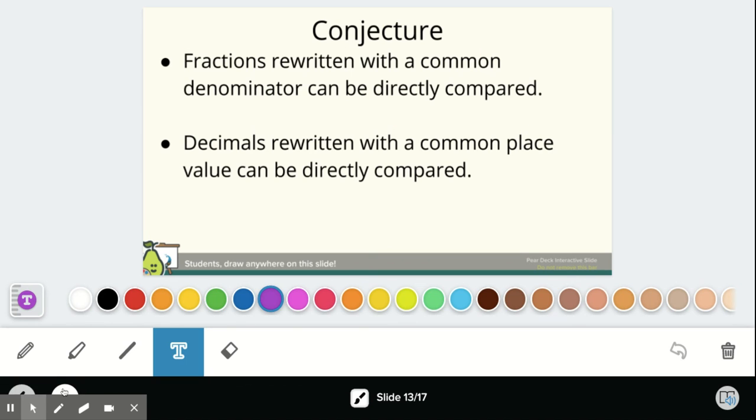And the conjecture that's connected to that question is: fractions rewritten with a common denominator can be directly compared, and decimals written with a common place value can be directly compared.